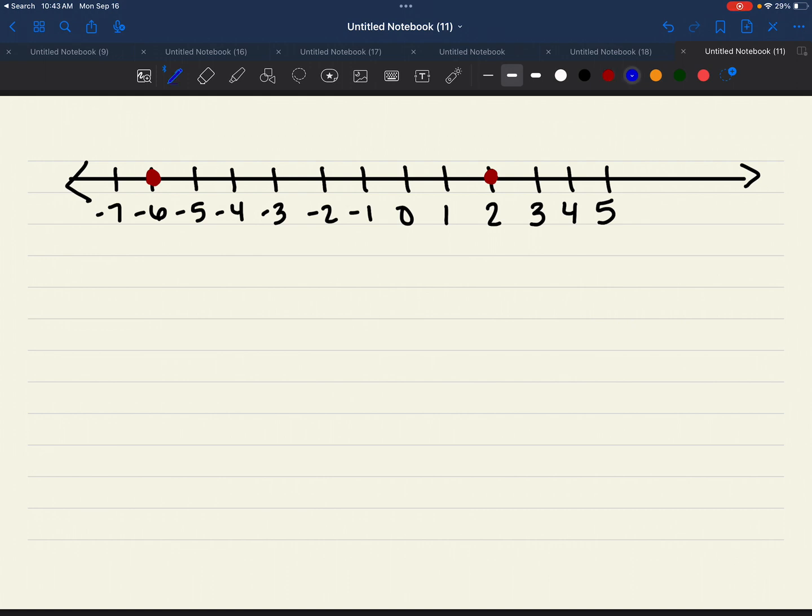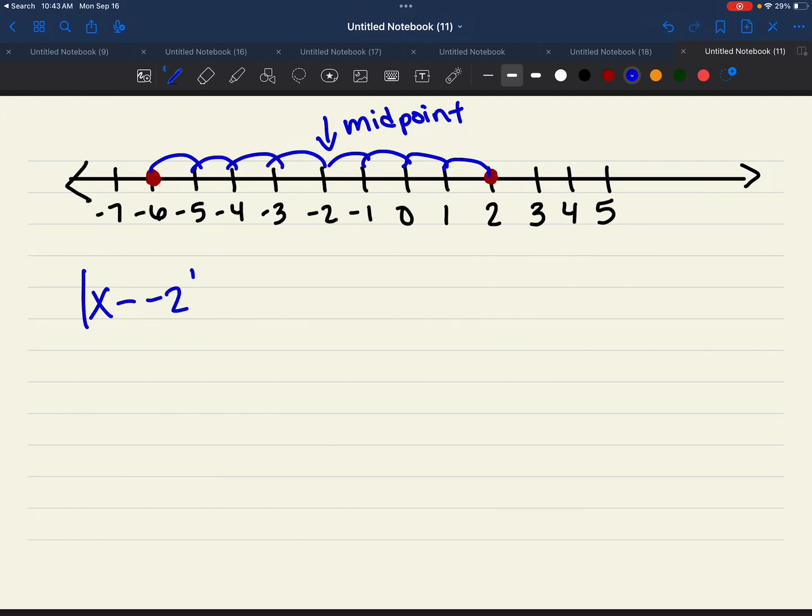All right, can anyone tell me how I could find the midpoint here? So start at each point and go in, right? What'd you get? Everybody see that? So I'm going to subtract that from x, so I'm doing x minus what? Minus -2. And then I'm going to set it equal to, how far is it from the midpoint to each point? 4. 1, 2, 3, 4. Agree? So I set it equal to 4.